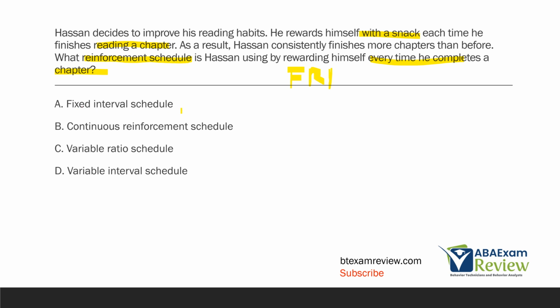If you look at A, fixed interval, it is fixed, but it's also based on an interval schedule or time. We're not looking at time here, we're looking at an amount of responses or a ratio. B, continuous reinforcement schedule. Another way to write continuous reinforcement schedule is FR1, which is exactly what we predicted. C, variable ratio, and D, variable interval. The issue with C and D is that they are variable. We know it's fixed because it's every time one chapter is done. That doesn't change. So Hassan is rewarding himself using a continuous reinforcement schedule.